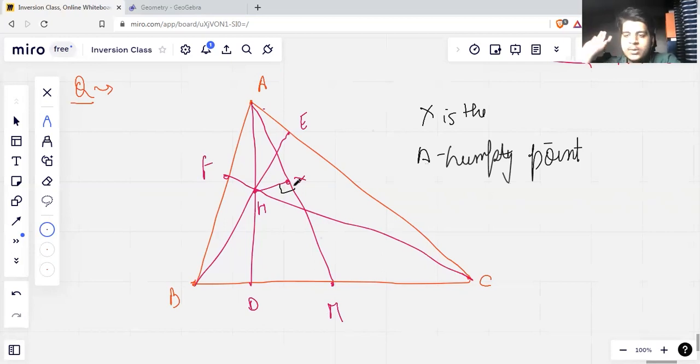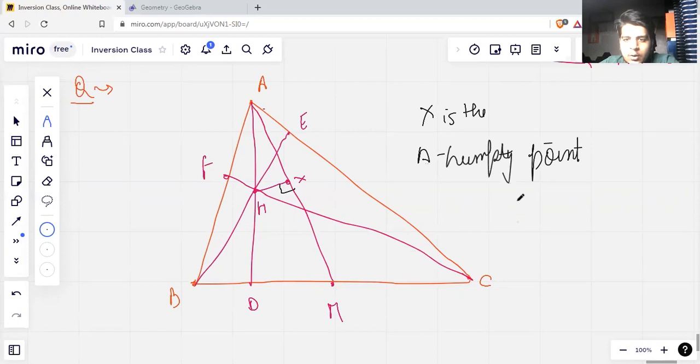There's a handout also by Rohan Goel and Arindam. Oh, I forgot, by Arindam, I think it was Arindam, on Humpty points. You can see that if you want to. It has really nice properties.